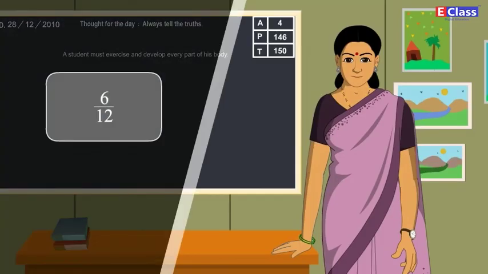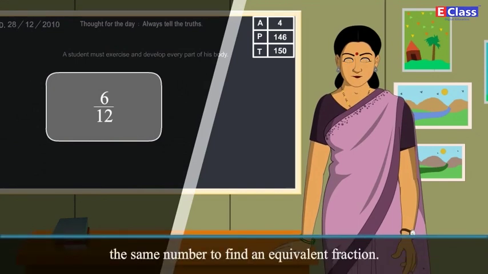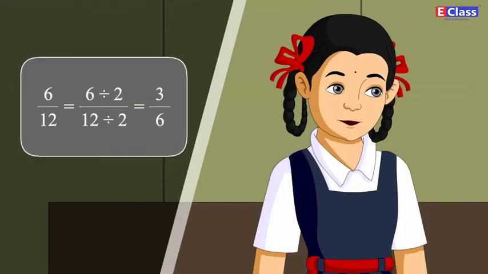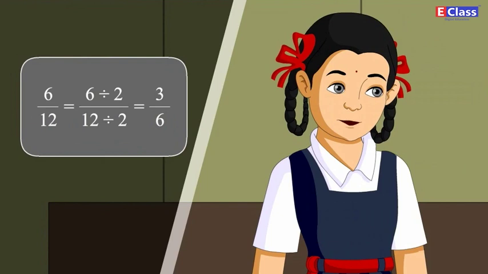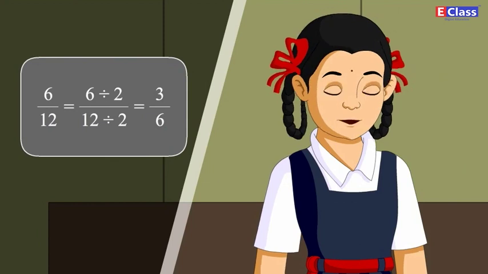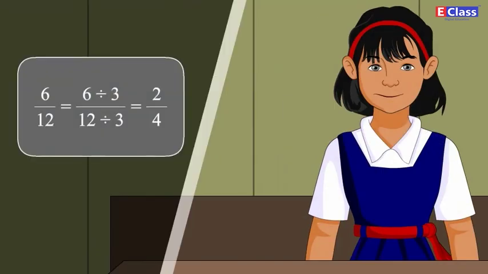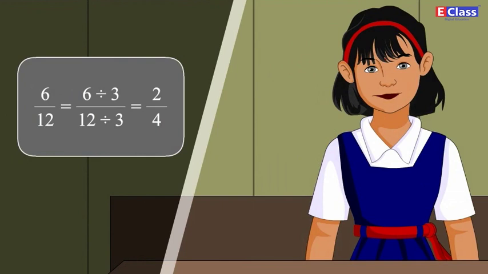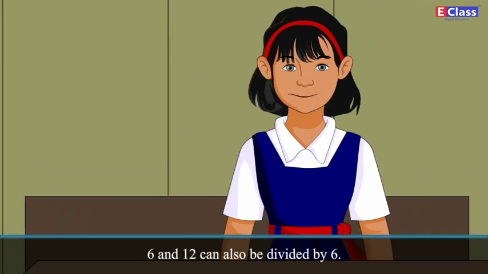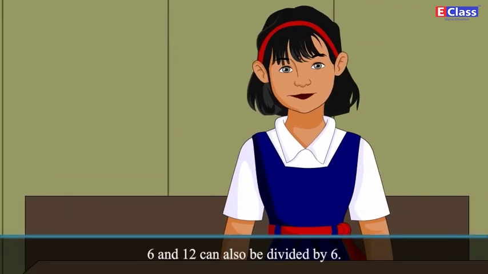Divide the numerator and denominator of 6 upon 12 by the same number to find an equivalent fraction. Sonu obtained this fraction. 6 upon 12 is equal to 6 divided by 2 upon 12 divided by 2, which is equal to 3 upon 6. Meenu obtained this fraction. 6 upon 12 is equal to 6 divided by 3 upon 12 divided by 3, which is equal to 2 upon 4. 6 and 12 can also be divided by 6. Will that do?